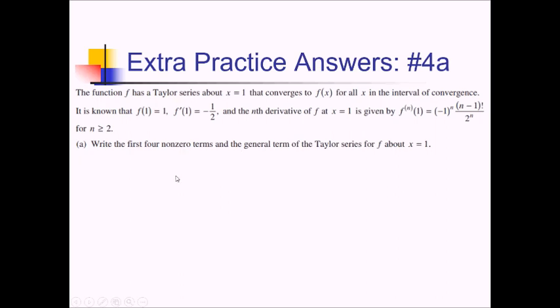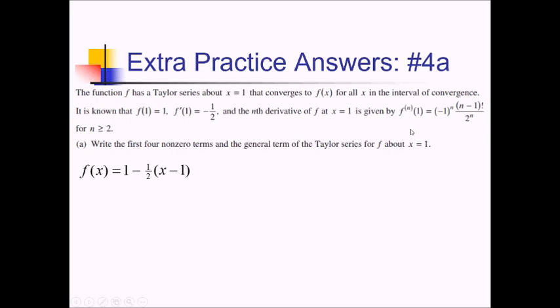So our first term is just going to be f of 1, which in this case is just 1. Next term is going to be f prime of 1 times x minus 1. So that's negative 1/2 times x minus 1. And all of these are going to have an x minus 1 in them now. The exponent on the x minus 1 is just going to keep going up. So for the next term, we're going to have f double prime of 1 times x minus 1 squared over 2 factorial. So what's f double prime of 1?